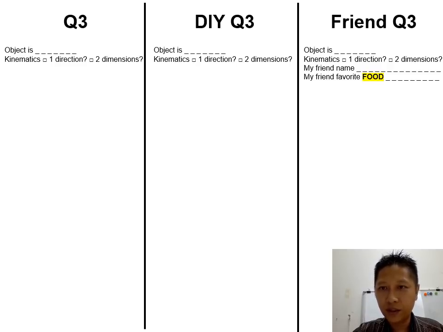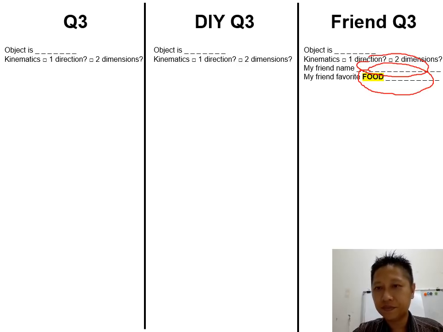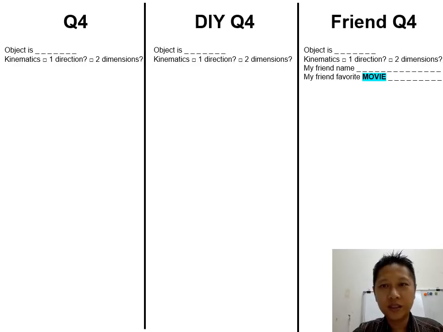After you get your question, you're going to write your friend's name, and then you're going to ask her what kind of food she likes. Question number 4, same. You're going to ask your friend Q4 what is his or her favorite movie. Are you ready?